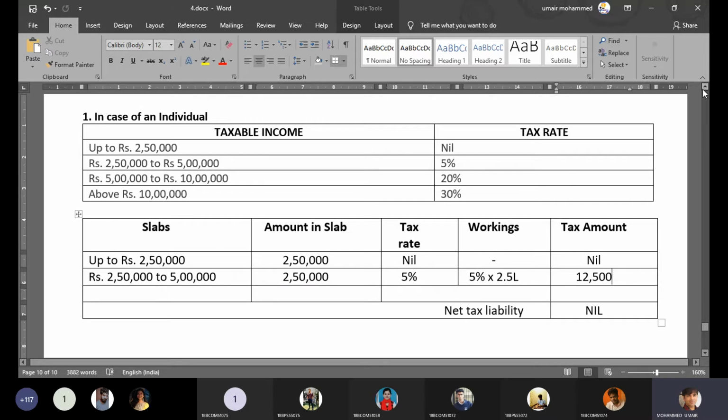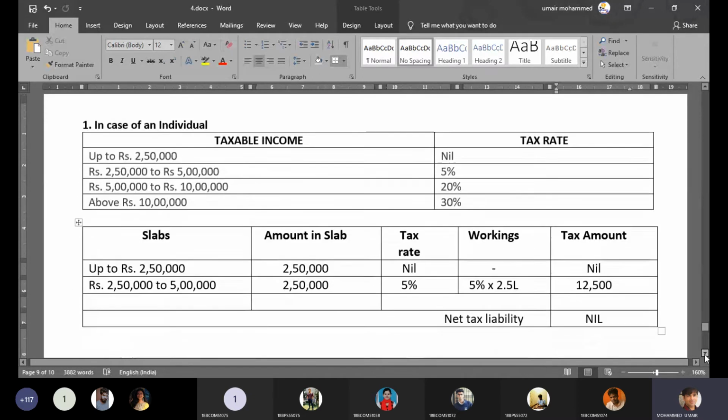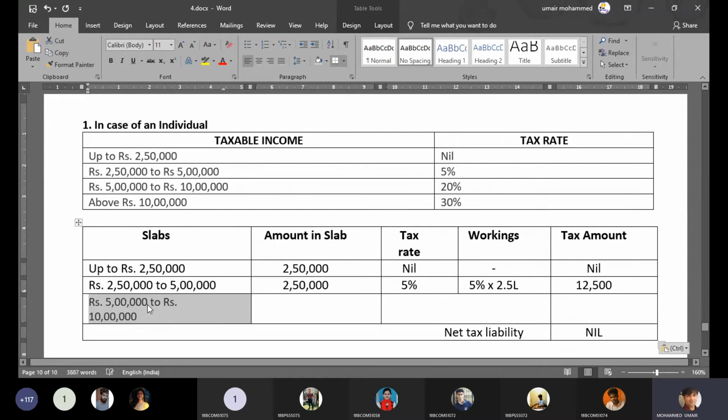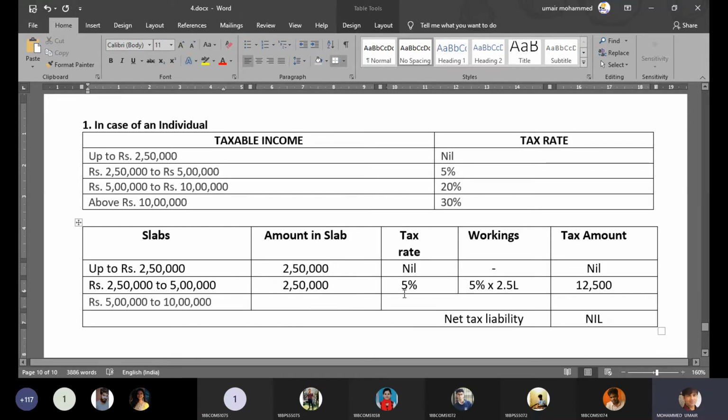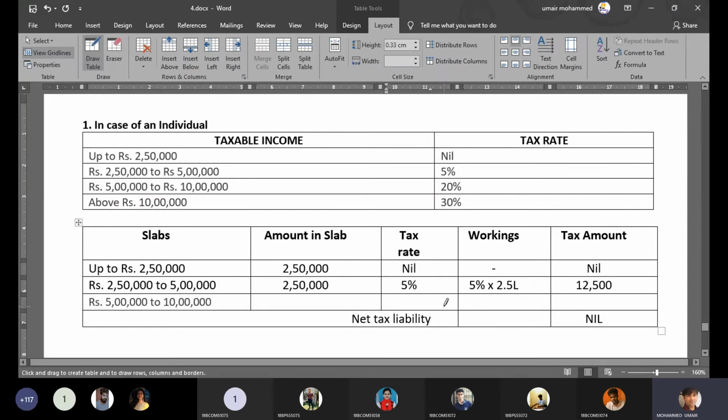The income of the assessee is 6,62,000. We have just computed it. So we have to move on to the third slab because only 5 lakh is over, but the income is 6,62,000. So the next slab is rupees 5 lakhs to 10 lakh, on which the tax rate is 20%.